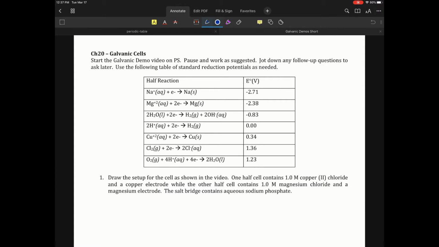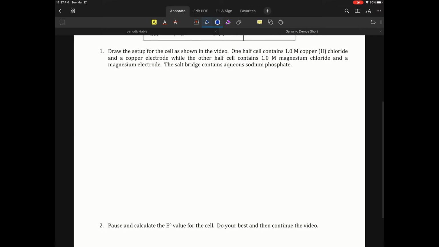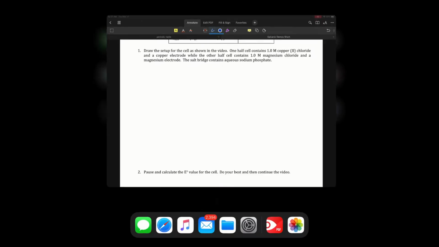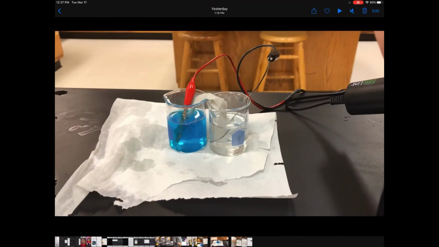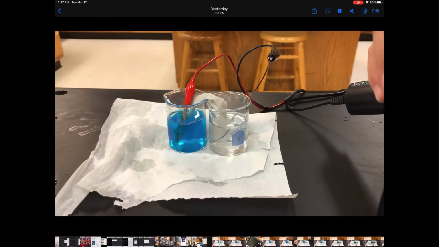So first of all, it says start the galvanic demo on Power School. This is that video right now. All right, so we'll use this table as necessary. First it says we're going to draw the setup for the cell as shown in the video. So let's go ahead and look at that cell real quick. So here is that cell.